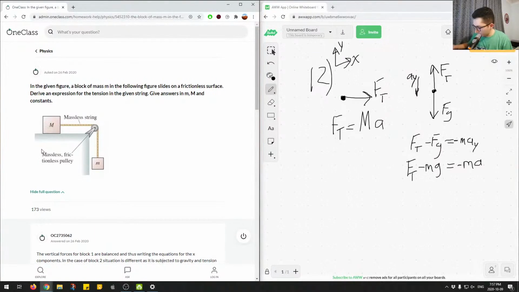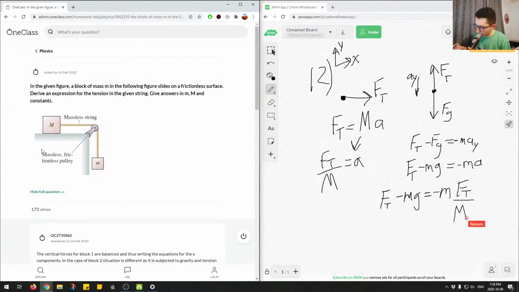So knowing this, we can rearrange this equation, and we'll end up with Ft over M equals a. And we'll use this, and we'll substitute the value of a into that. So we'll have Ft minus mg equals negative m times Ft over capital M. Okay, so we're getting closer to an equation that we can use.